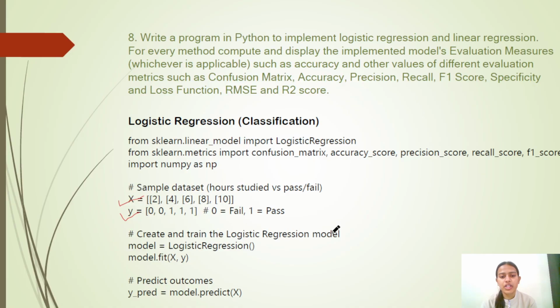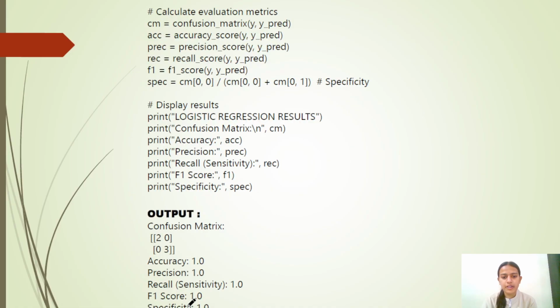Create and train the logistic regression model. So first we will create and then train the logistic regression. model equals LogisticRegression(), model.fit(X, y). Then we have to predict the outcome: y_pred equals model.predict(X). Now calculate evaluation metrics. So we can calculate confusion matrix, accuracy score, then precision score, then recall score, F1 score, and then specificity. We have to display the results and our output is here.